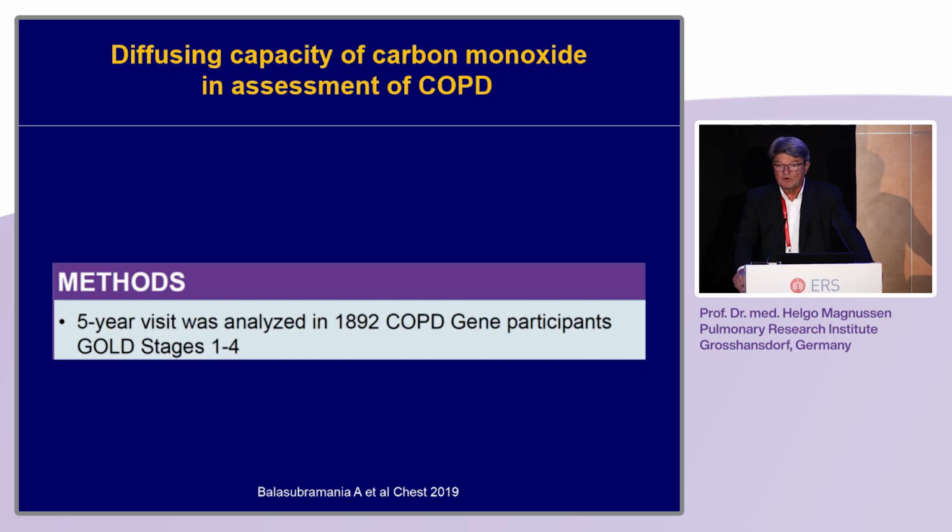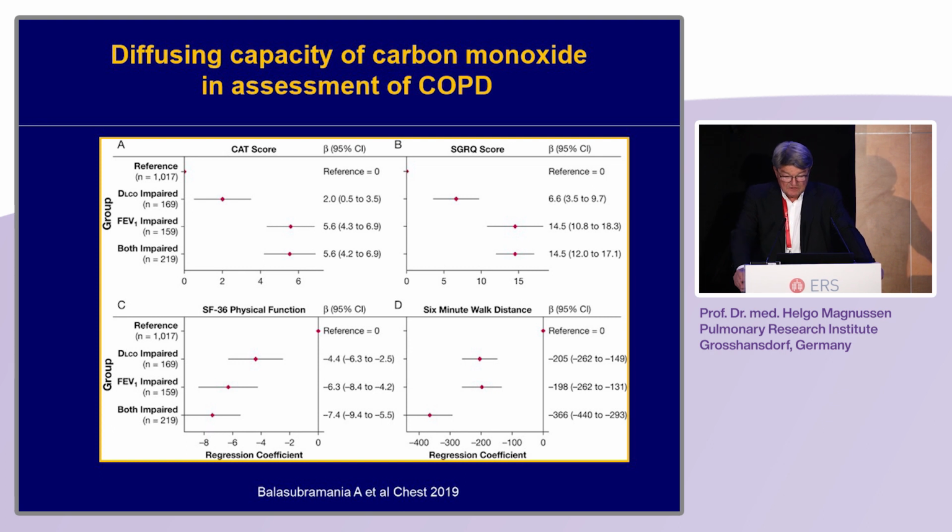They analyzed quite a number of patients, about 2,000 COPDGene participants of a very broad spectrum of GOLD stages. And what is for me the most important information, the DLCO measurements and the spirometric measurements were not only measured and said in emphysema is this or that, it was compared with the symptoms of the patients, which is given by the CAT score, by the SGRQ score, by the SF-36 physical function test, and also the 6-minute walking distance.